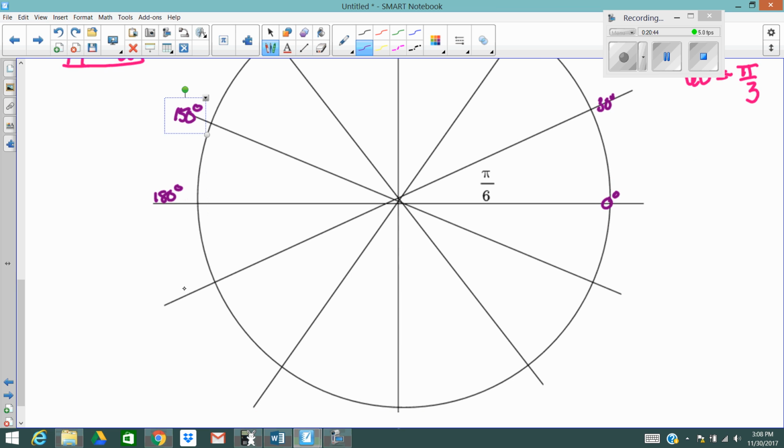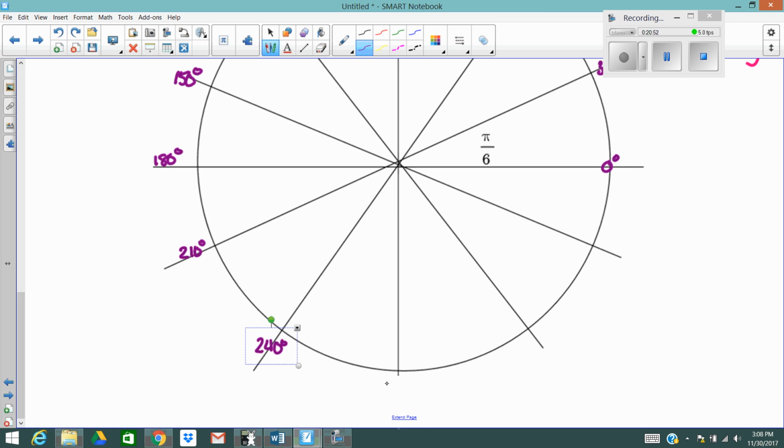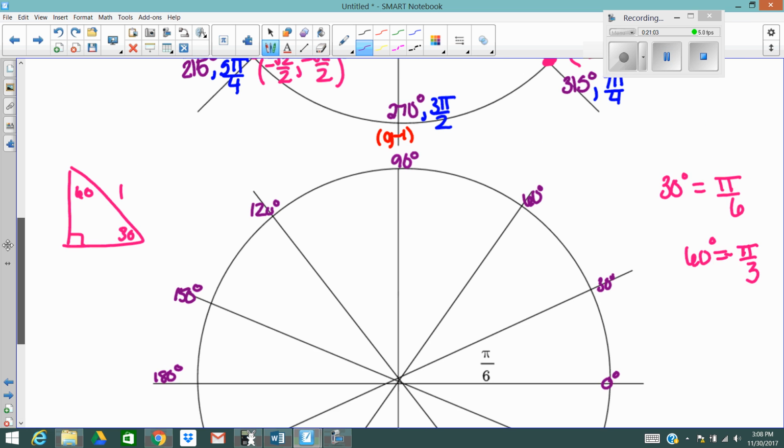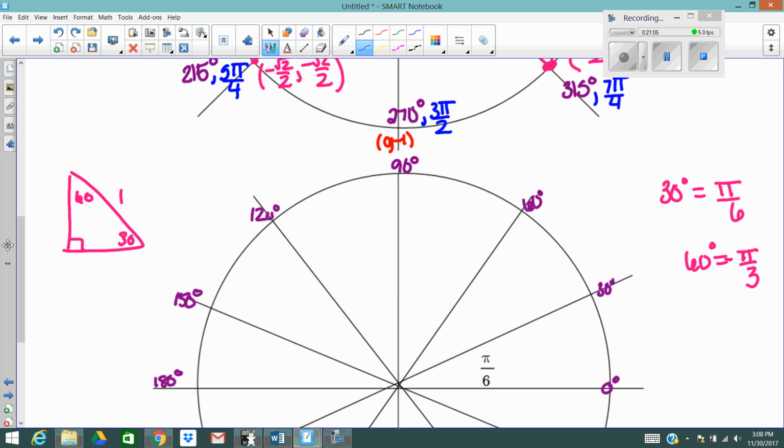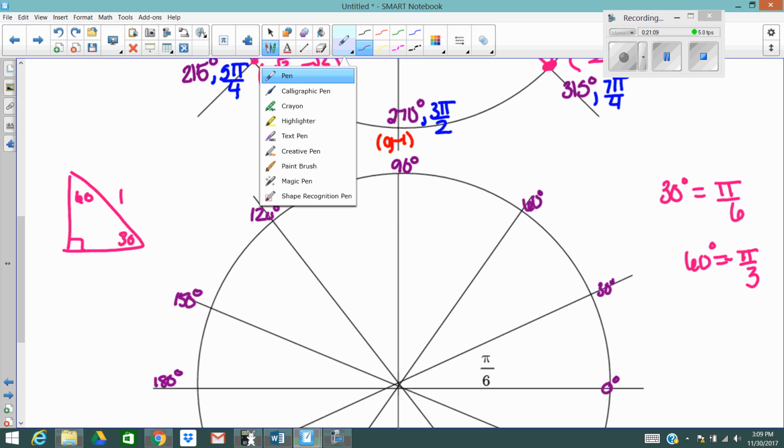180 plus 30 is 210 degrees. 210 plus 30 is 240 degrees. 240 plus 30 is 270 degrees. 270 plus 30 is 300 degrees. Plus 30, 330, plus 30, 360. So in degrees, I have my full unit circle. In radians, notice I just counted by 30 degrees, so I'm going to just count by pi over 6.